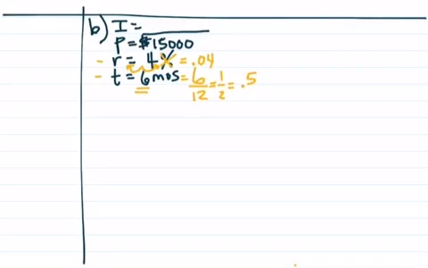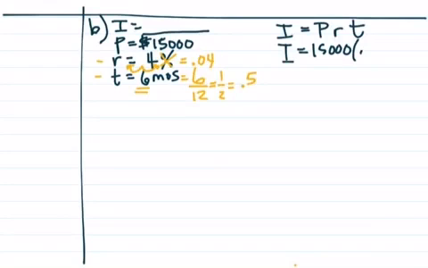So on your equation, I have I equals PRT. I is what we're looking for. Again, if you look over here, that's our blank. P is 15,000.